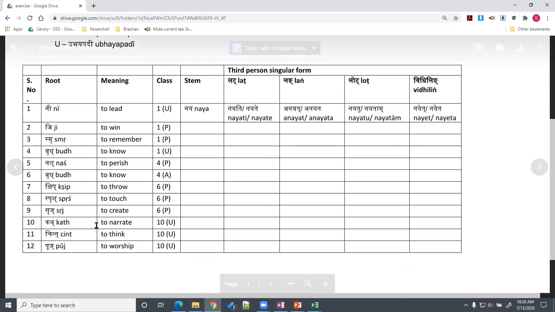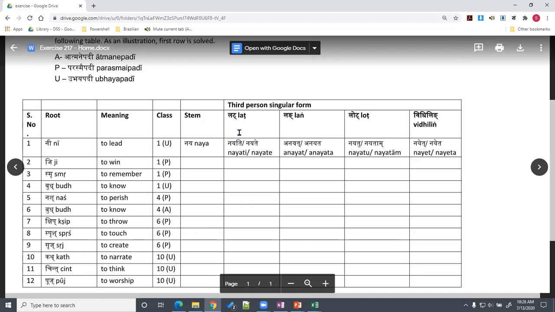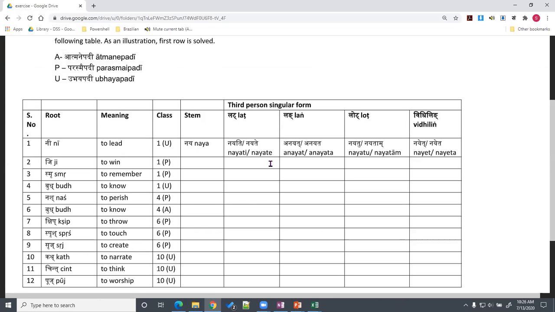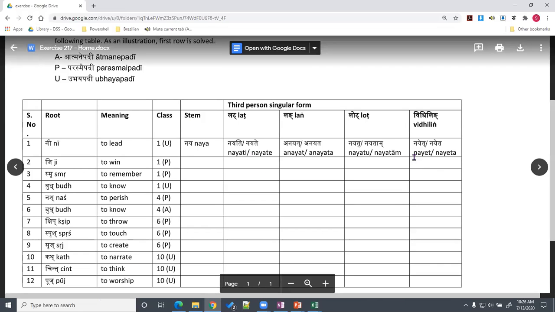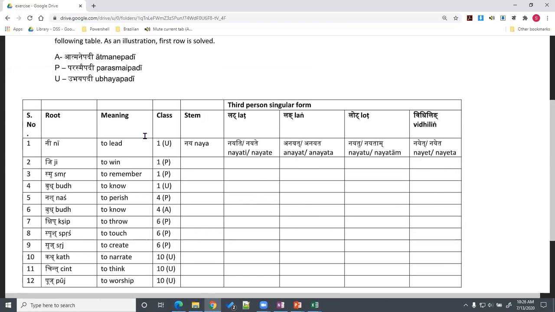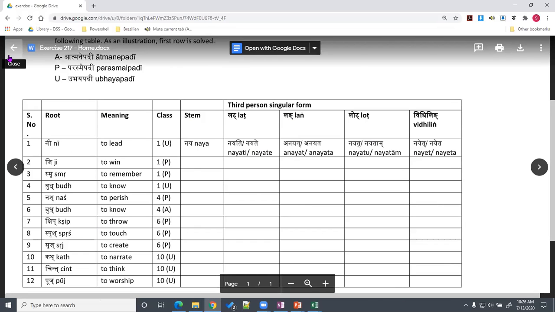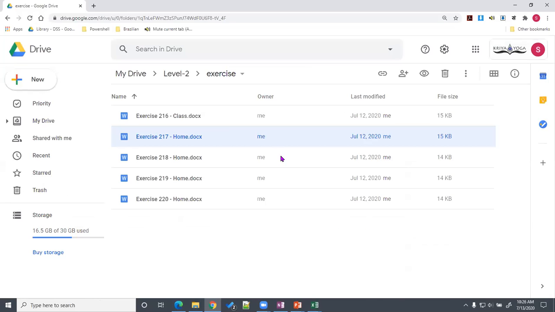So these are the 12 roots. You can check how to make the stems, and then you can make the stem and put the forms. Once you understand the third person singular form, you can practically generate the whole table of 3 by 3. The third person singular form is considered the key form. That's why we are not asking you to do the whole table here.